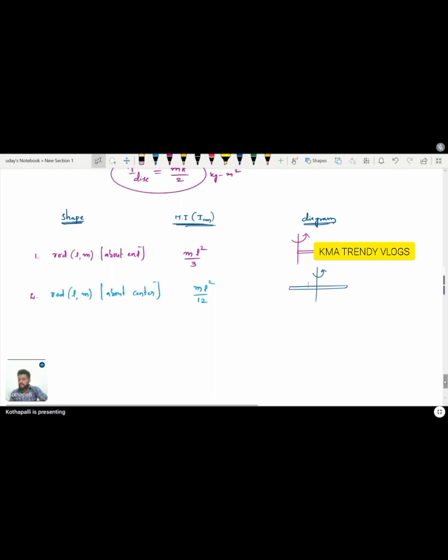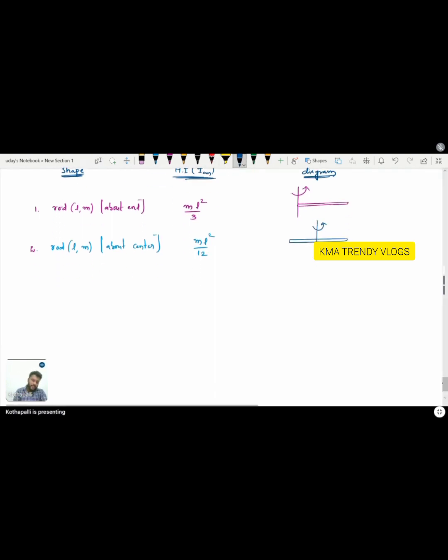Next, ring, as we discussed now. Moment of inertia of ring, of mass m, radius r, about center of mass only now. About the center of mass axis, if we take the center of mass, it will be m r square. It looks like this. Next, fourth one, disk of mass m, radius r, which is mr square by 2. Looks like this.